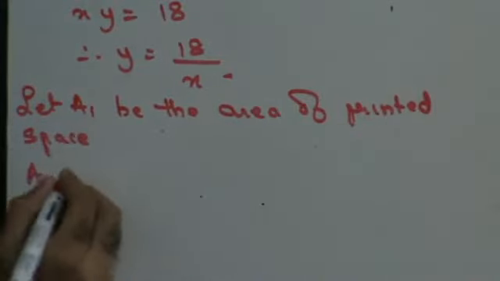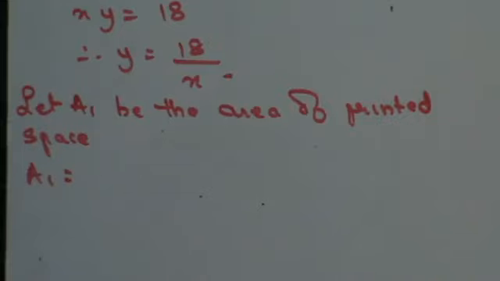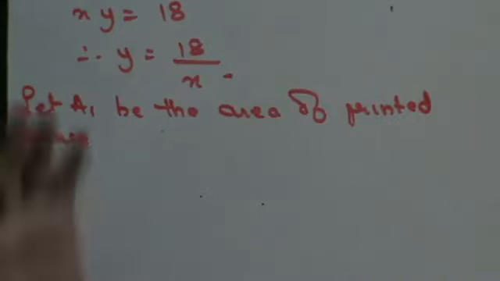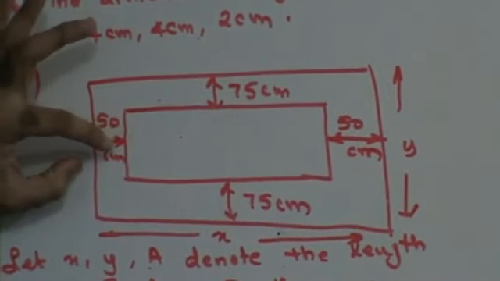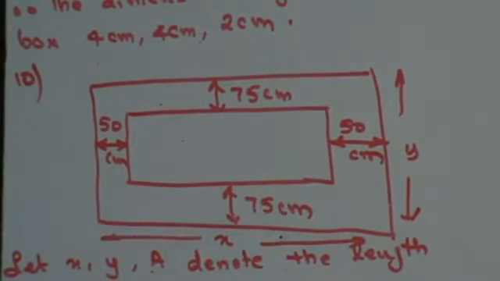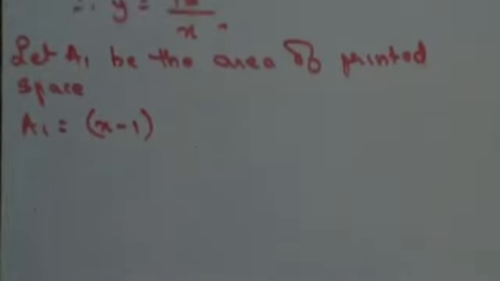Let's assume that A1 is the area of the printed space. Now guys, can you just look at the figure? The total length is x, out of which I am removing 50 centimeters from here and 50 centimeters from here. I am removing 100 centimeters, and 100 centimeters is 1 meter. That means in terms of length, my printable area will be x minus 1.